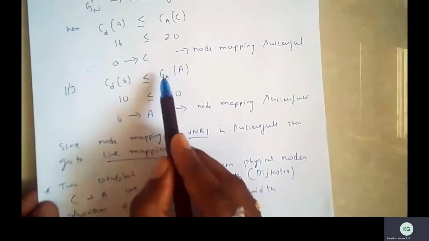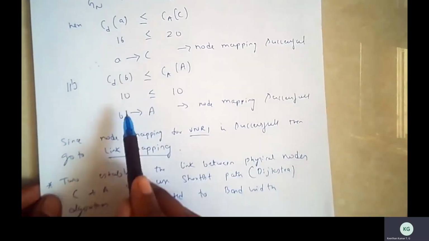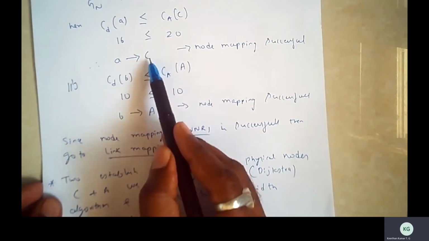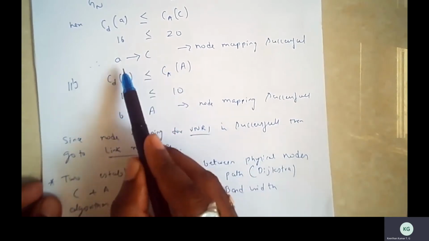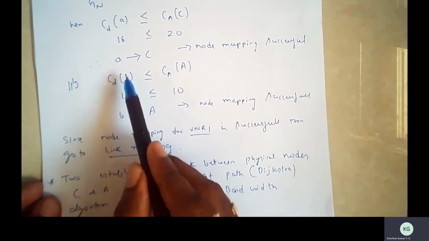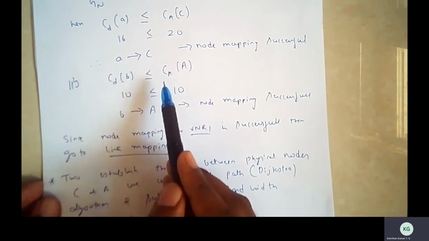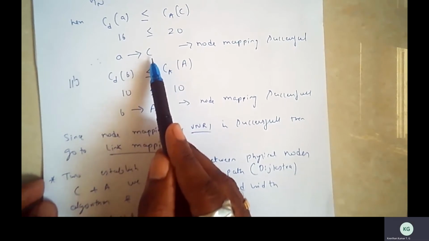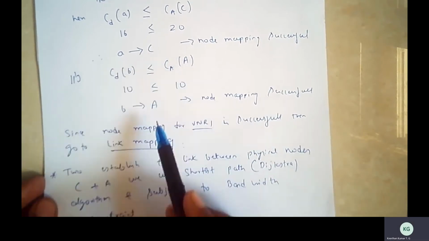Since small a is mapped on capital C and small b is mapped on capital A, I want to establish the path between C to A, because in the VNR request, there is a path from A to B, right? There's a single link, A to B. So that's why I want to establish the path on the physical network from C to A.